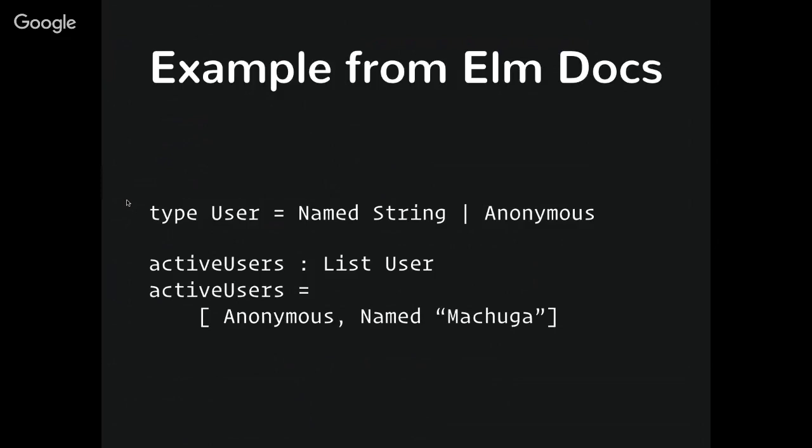I guess one thing to point out, and I can't remember if I do it later in the talk, but I have that concept named string. Named is a constructor function. So think of it like in JavaScript, you can return anything from a function. If you have named and I pass in a string, I've now returned that type of an object, a named Machuga, sort of thing.